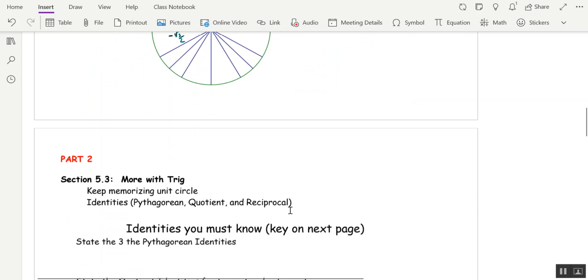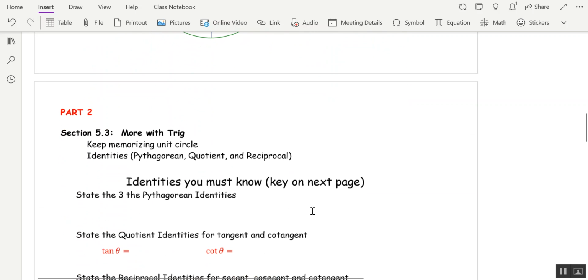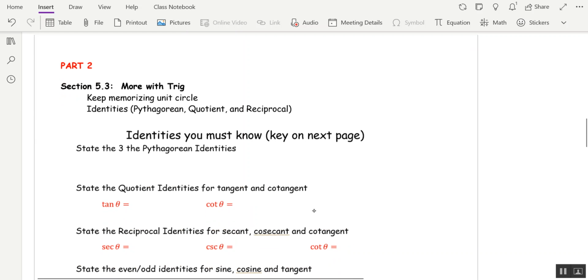Okay, part 2, more with trig. So there are some identities that I mentioned before. There's an identity handout, and then in this section, you're only going to look at the top 3 sets of identities: the Pythagorean, the quotient, and the reciprocal. So you need to memorize those identities. There are 3 Pythagorean identities that you need to memorize, but the other 2 can be derived from the main one, which is cosine squared theta plus sine squared theta equals 1.